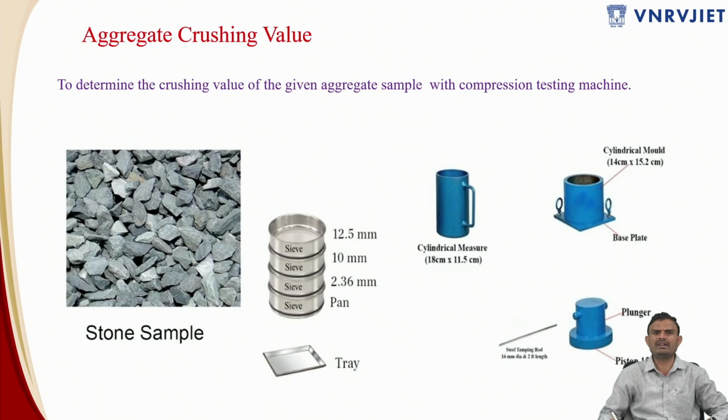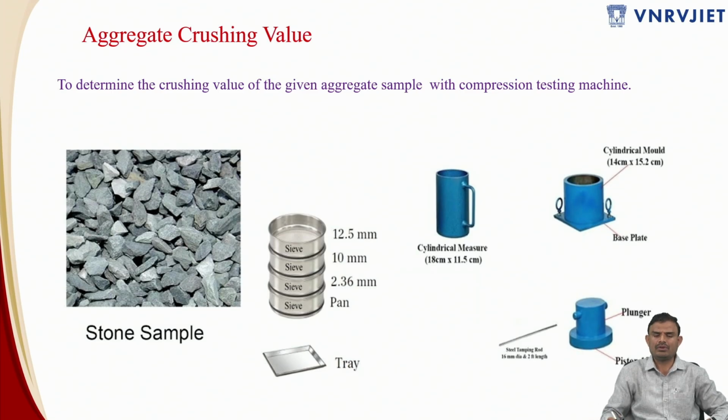If the aggregate has failed in the shape test, then we have to discard the material and we need not conduct the strength test. After the aggregate has fulfilled the criteria in the shape test, either in terms of flakiness index, elongation index, or angularity number, we proceed to this set of tests which we are discussing today. The first test is the aggregate crushing value.